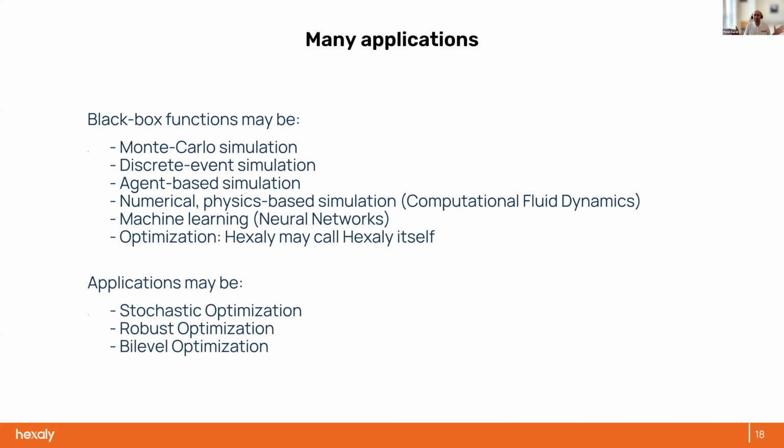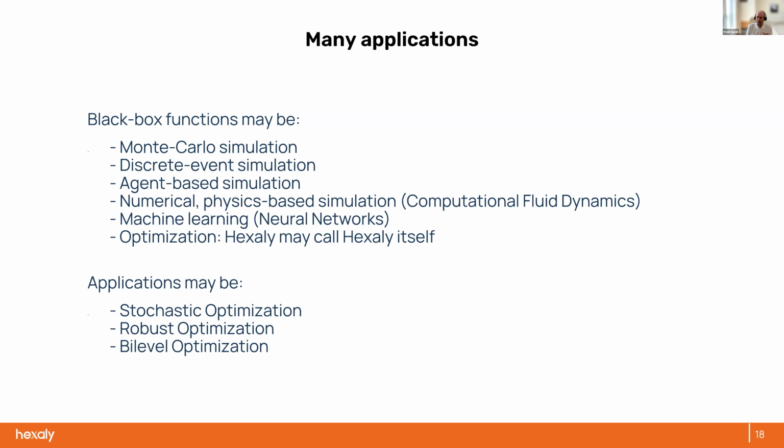So this is what I explained here. Black box functions may be anything: Monte Carlo simulation, discrete event simulation, agent-based, numerical. So CFD, for example, we have a number of clients doing that. Machine learning, you can have some forecast computed through a neural network. You want to plug the function directly in your code. You can also do high-level optimization. You want to have optimization calling another optimization model. Your optimization model, at some point, calls another optimization model, high-level optimization. You can do that, and so the applications are known: stochastic, robust, high-level optimization, as just said.